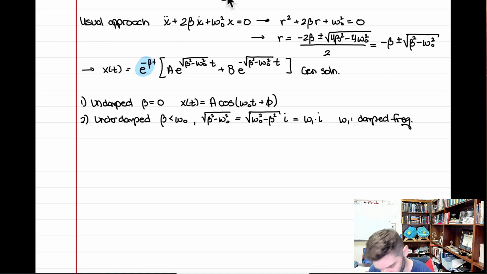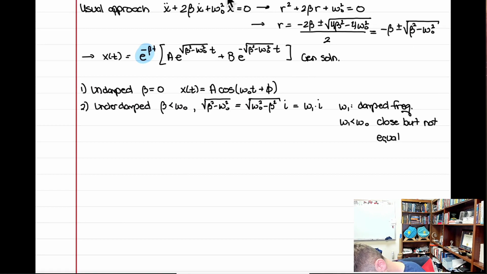If beta is small, notice that omega 1 is going to be less than omega naught. Close, but not equal to omega naught. Right, you can imagine as beta goes to 0, it actually becomes omega naught identically. So in this case, the general solution, x as a function of t, is going to be a e to the omega 1 times t times i, plus b e to the, or I guess in this case, negative omega 1 t times i.